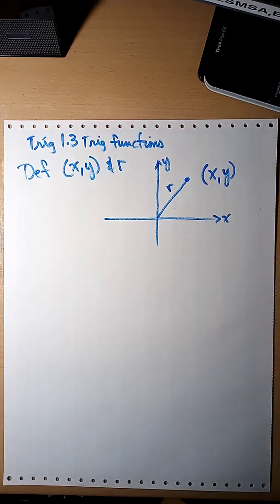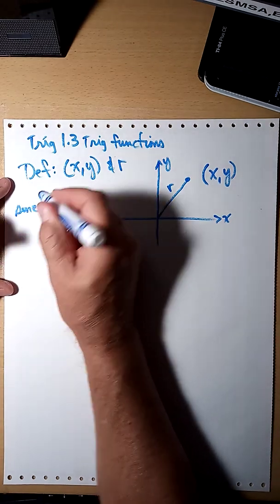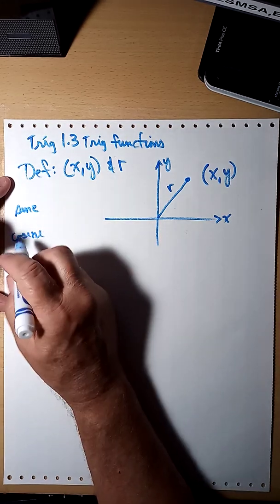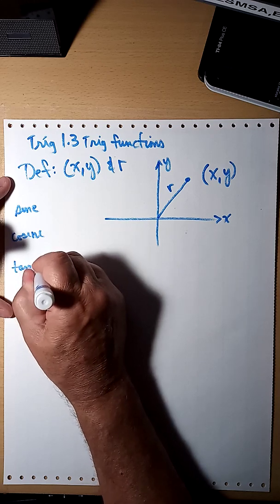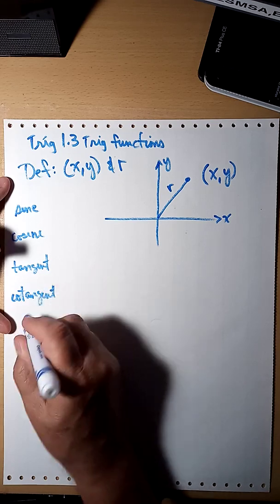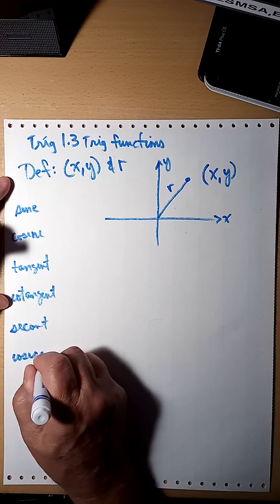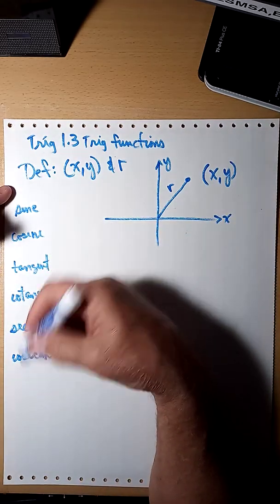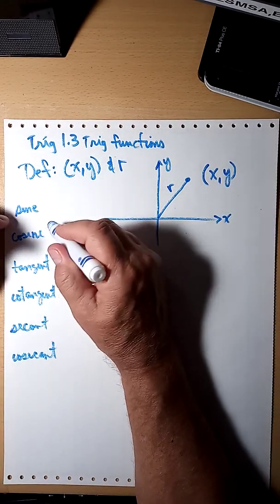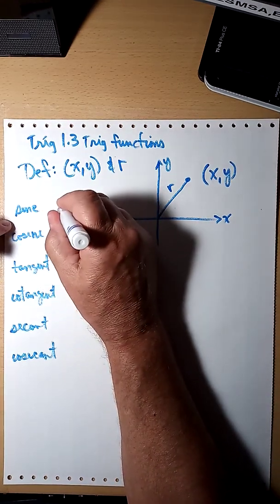So we're going to define the sine, the cosine, the tangent, the cotangent, the secant, and the cosecant. These are the 6 trigonometric functions. They do have geometric counterparts in a sense, relationships with geometry, but we're not going to worry about that right now.